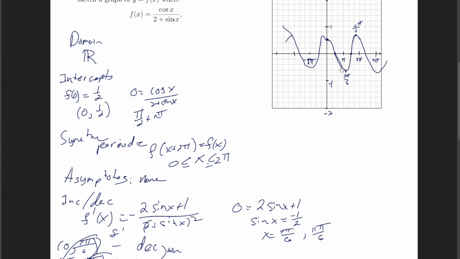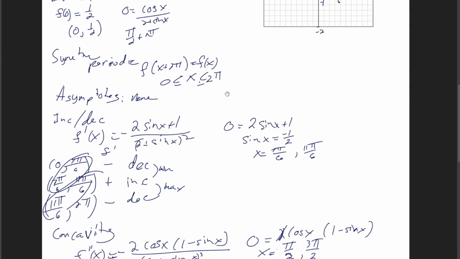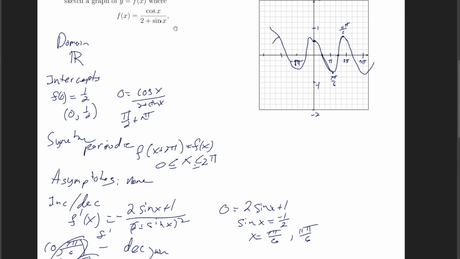So pi over 2 plus n pi would be 3 pi over 2 plus n pi, or minus n pi would be minus pi over 2 plus minus 3 pi over 2. So those are always zeros. This is a periodic function since I have sine and cosine, so it repeats every 0 to 2 pi. That makes our lives easier because we only have to find answers between 0 and 2 pi. There are no asymptotic behaviors because this never can be 0, so we're safe.